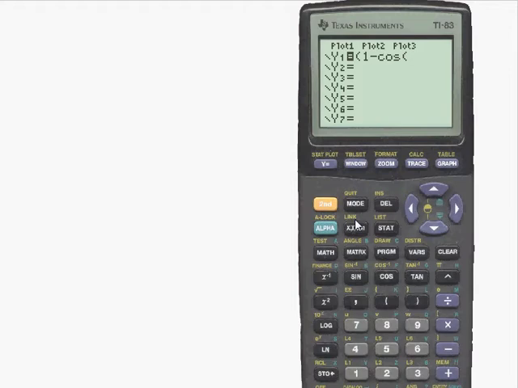Should be doing 9. I'm doing 9. Oh. Does it involve cosine? Yes. 1 minus cosine of x over x squared.